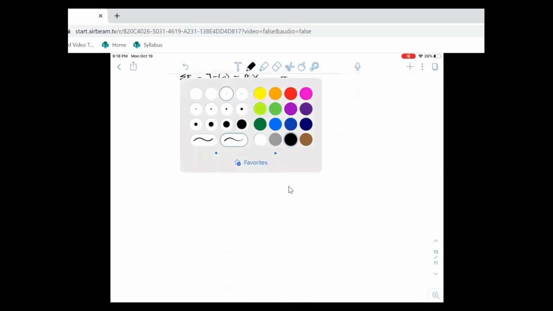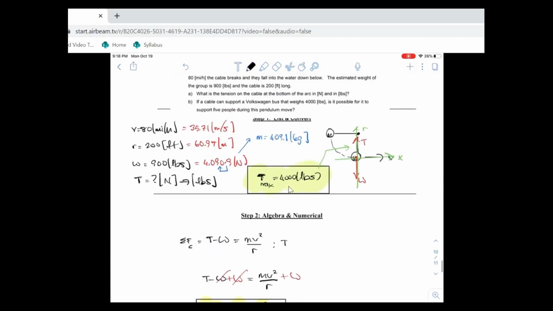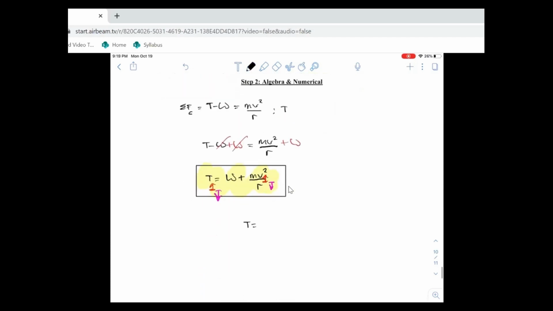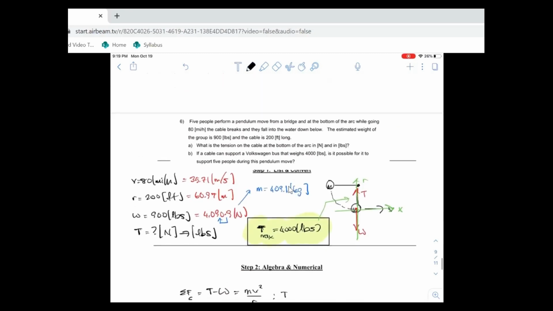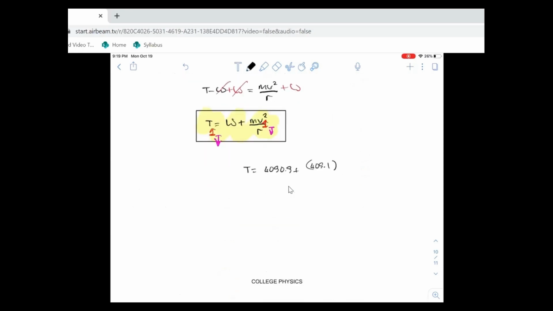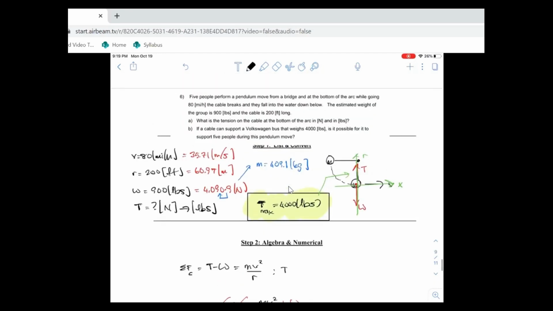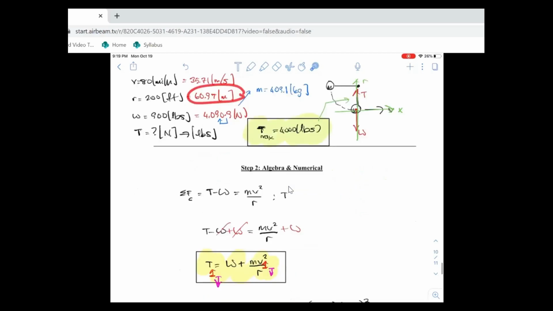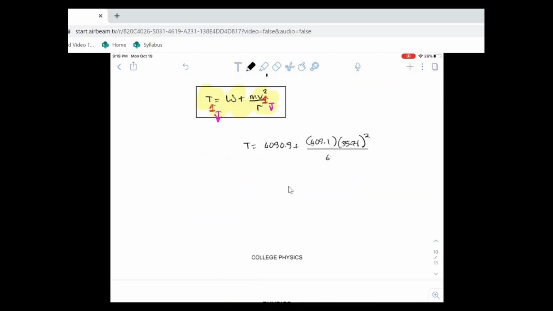We got a bunch of numbers, so we'll use the numbers. The weight is going to be 4,090.9, plus the mass, 409.1, times the speed, 80 miles per hour, which is 35.71, squared. And everything is going to be divided by R. R is going to be 6.97.